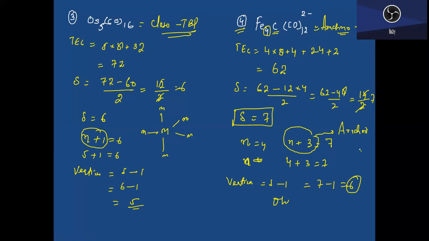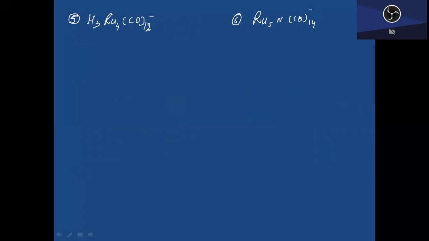Now let's take a few more examples. We have this type of complex. In this complex, we have hydrogen atom as the encapsulated atom. Hydrogen has 1 valence electron, therefore 1 will come from here. Because we have 3 hydrogen atoms, that means 3 into 1. Then we have ruthenium atom. Ruthenium belongs to the iron group, so it has 8 valence electrons.